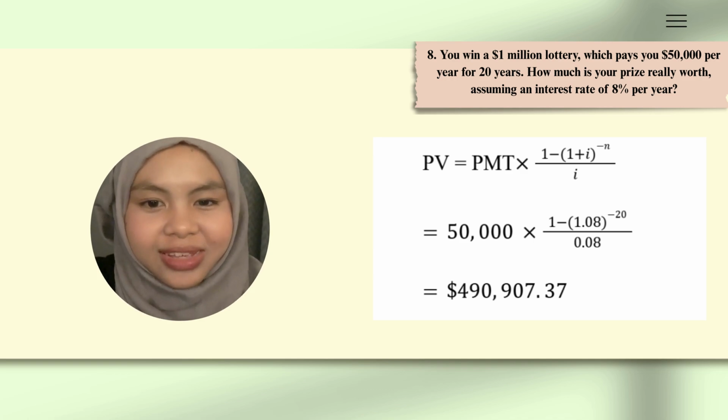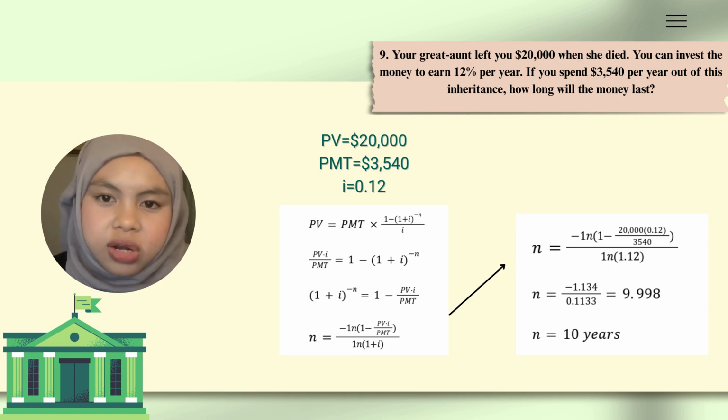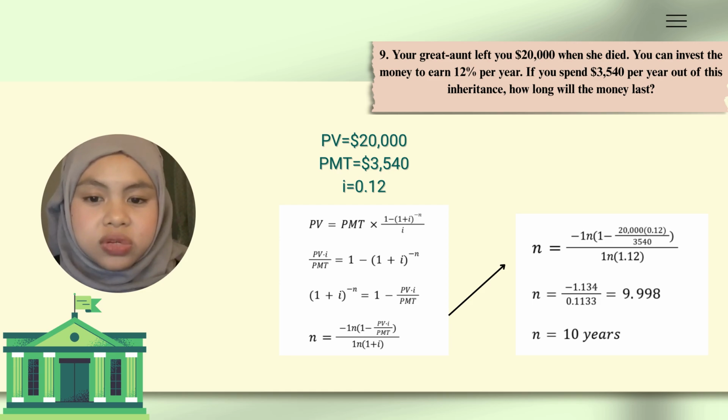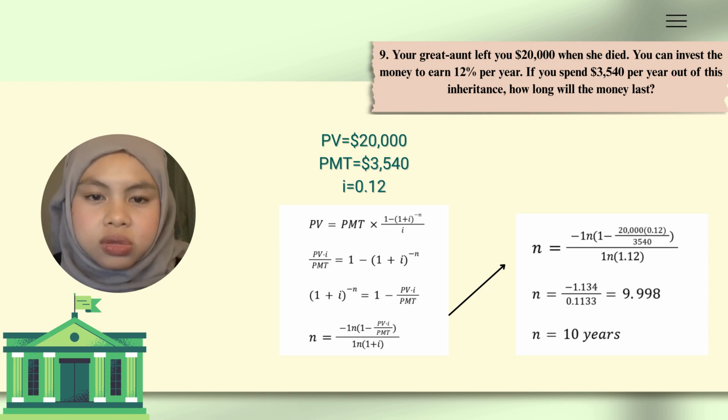Next, in this question, you receive $20,000 from your great aunt. You plan to spend $3,540 every year and you can earn 12% interest on the remaining balance. The main objective is to find out how many years the money will last. So we start with the present value of an annuity formula where PV equals PMT times (1 minus (1 plus i) to the power of negative n) over i. We already know the PV is $20,000, the PMT is $3,540, and i is 12%, which is 0.12.